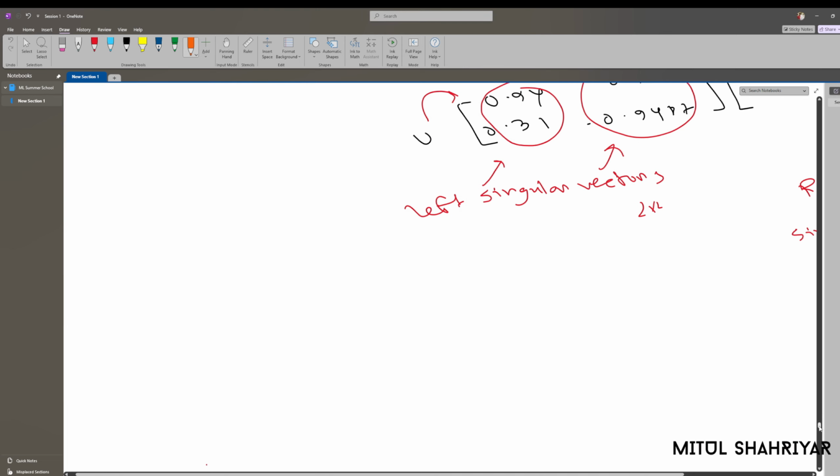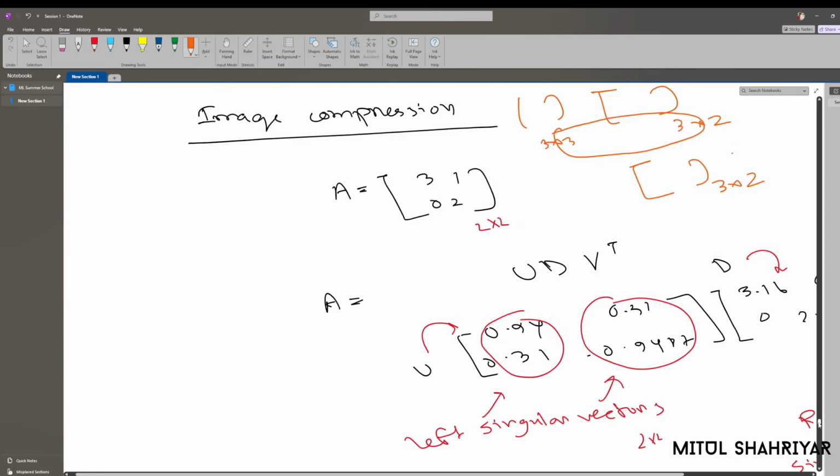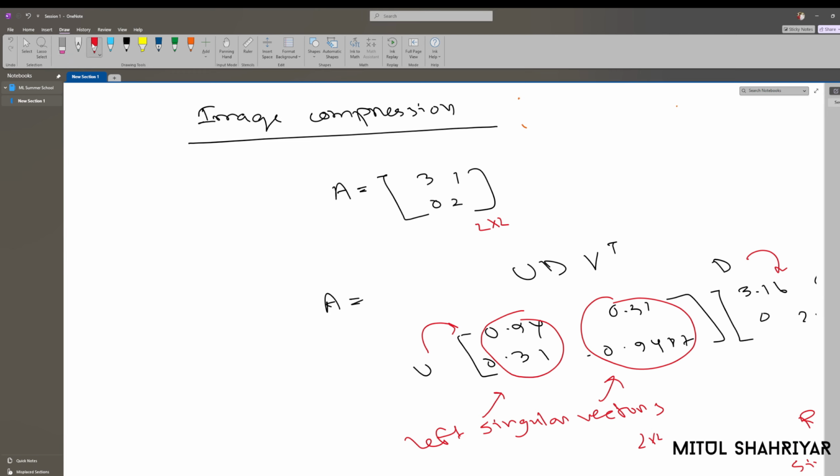Now we have to know another concept, which is image. For image compression, we'll just check this. We have an image. You can use your own image as well. Whatever, you just need to download this notebook. I'll just show you. Assume that this is a matrix which is A, right? No problem. A, which is 2 into 2, no problem.